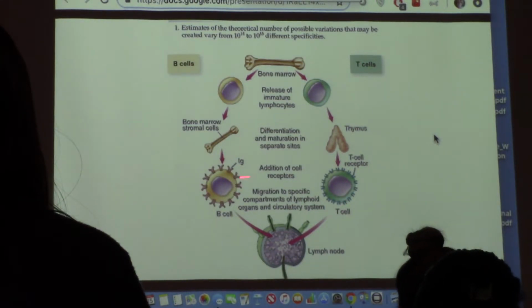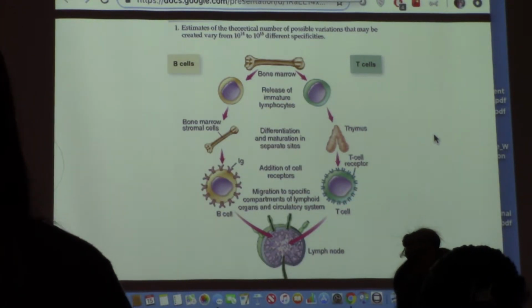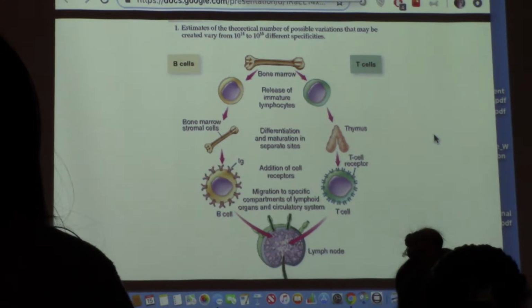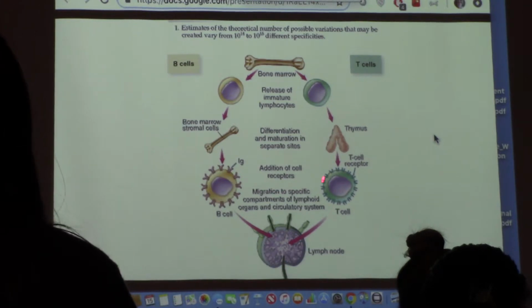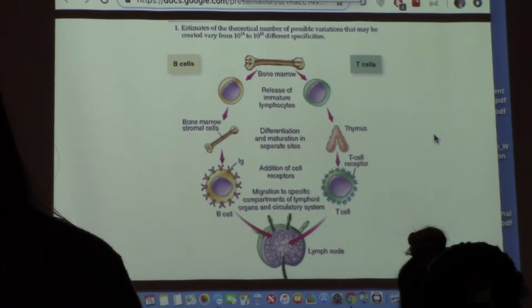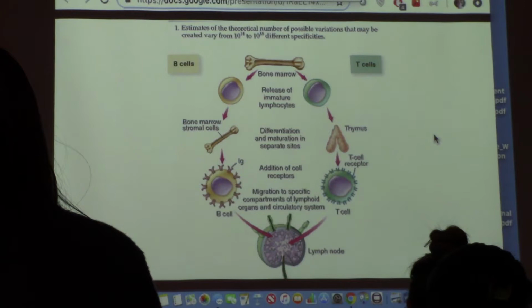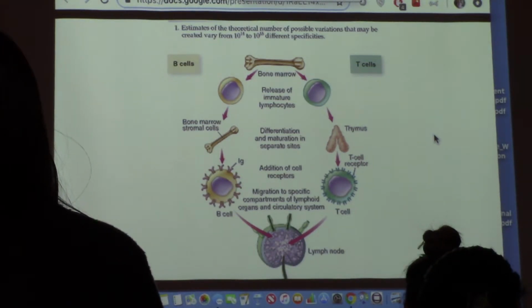At this stage, we refer to them as naive T cells and B cells. Virginal maybe is a word that would be easier to understand. What this means is they have their specific receptor on them, but they have yet to be stimulated into cloning themselves and making more of them, or making antibodies in the case of a B cell.